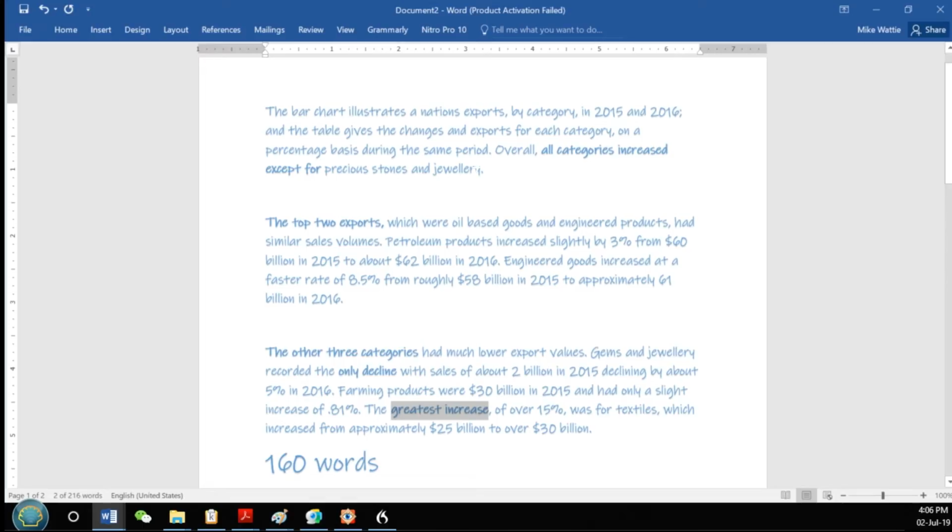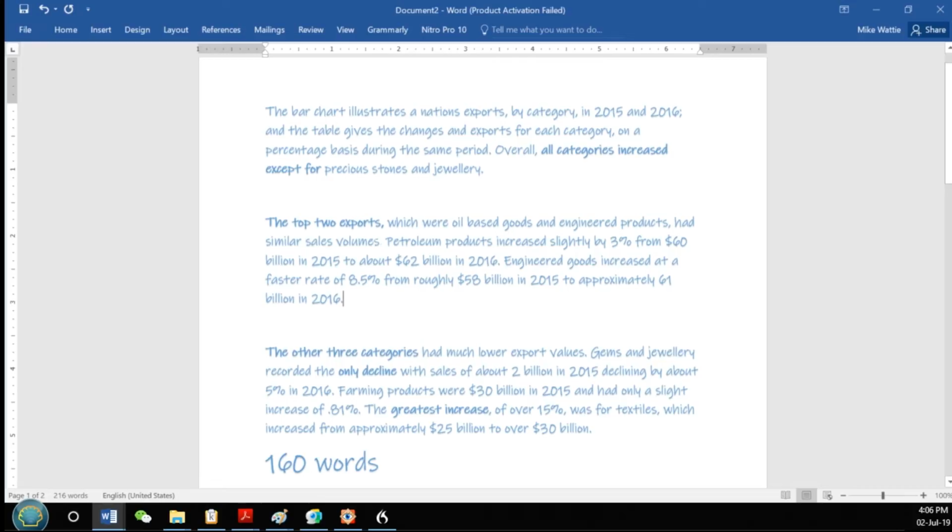What are some other things that we like about this essay? What I'm talking about here with the highlights is the task response. How about our cohesion and coherence? Our overall structure is excellent. We've got 3 paragraphs. We've divided our data into 2, which is extremely helpful to the reader. So they know we've got the top 2 exports here, the other 3 here.